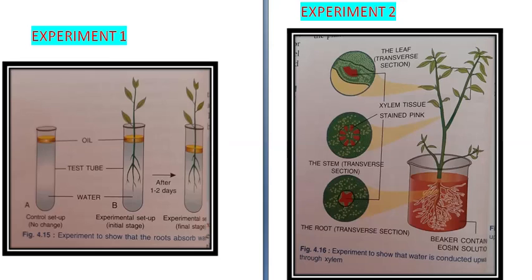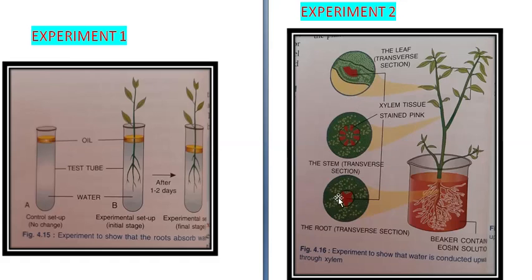This is to show that water is conducted through xylem tissue. So we have taken a medium sized plant, uprooted it and placed it in a beaker containing stained eosine solution. Eosine is pink in color. Now we submerge the roots completely in water and leave it for 3 to 4 hours. At the end of this period, the plant is taken out and washed, and then a transverse section of the root, stem and leaves is made and examined under the microscope.